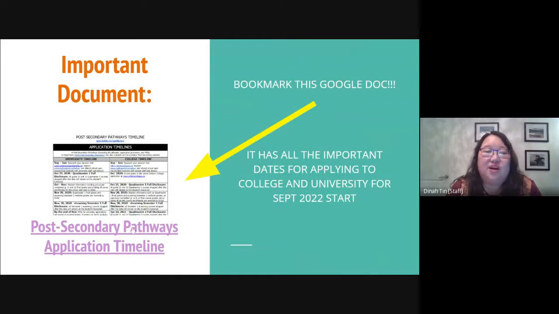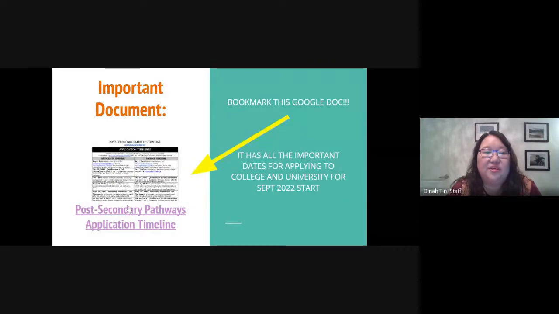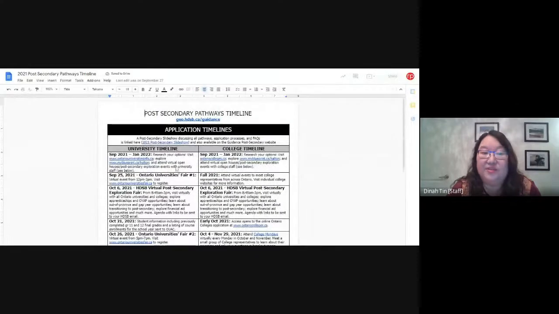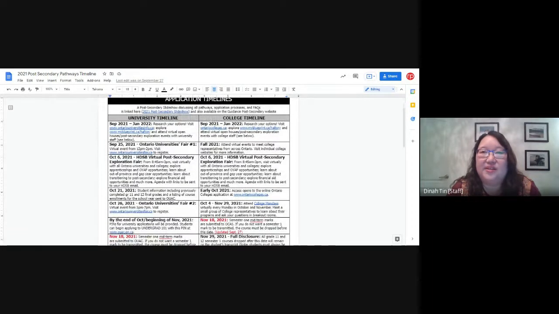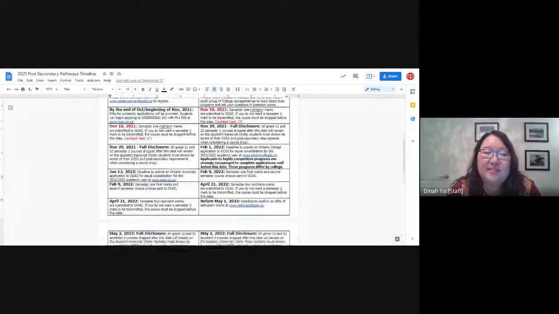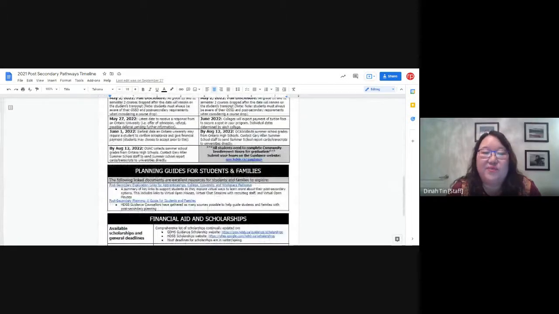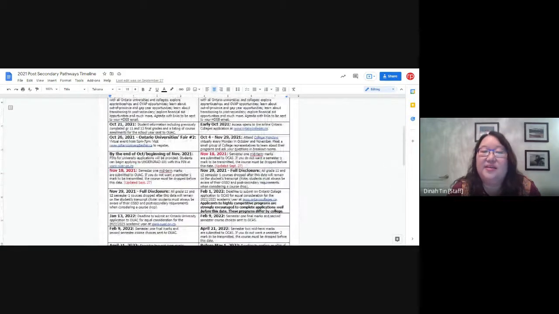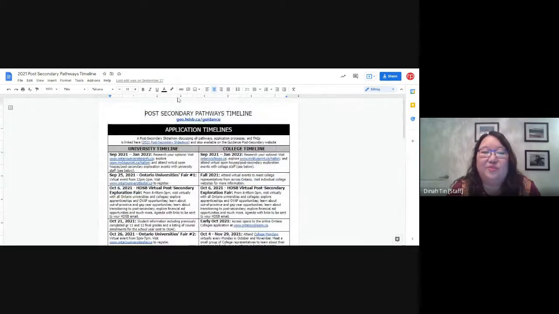This is an important document. It's our application timelines document. It was emailed to all grade 12 students a couple of weeks ago. It was also emailed to parents earlier this week. And we also gave paper copies or hard copies to any student that was in a period 1 class. So it's definitely useful information, has all the useful dates that students need to know about the application process for university and college especially.